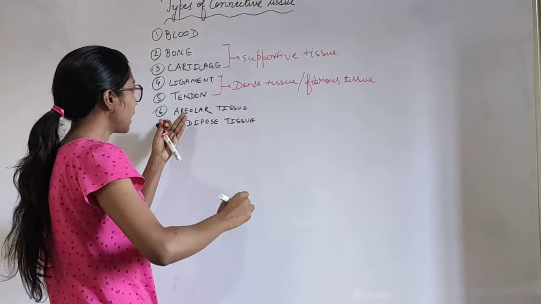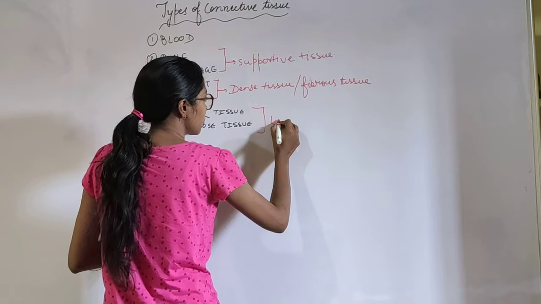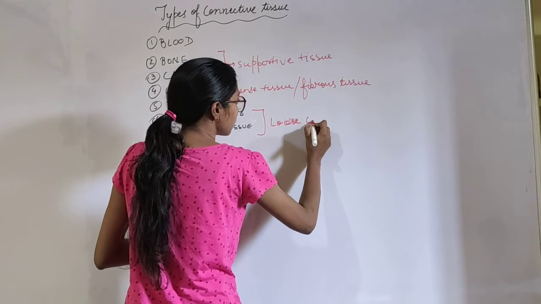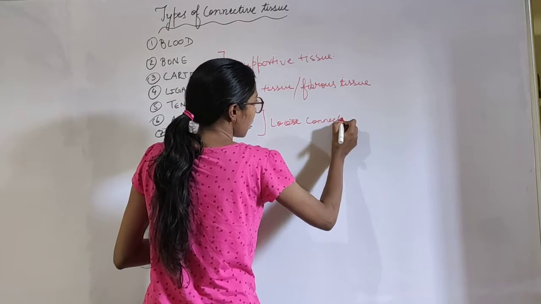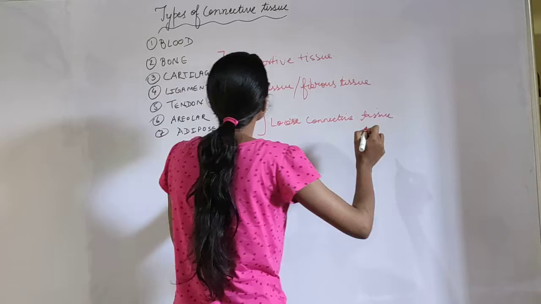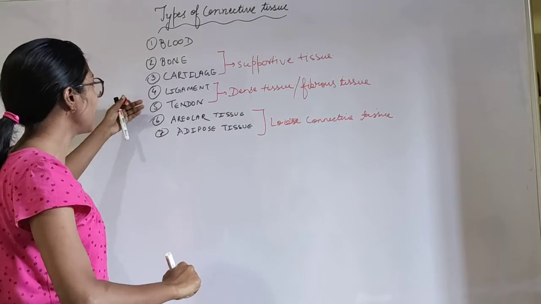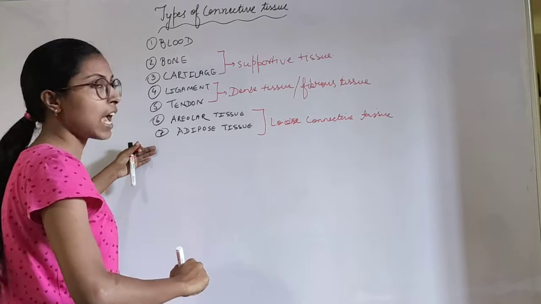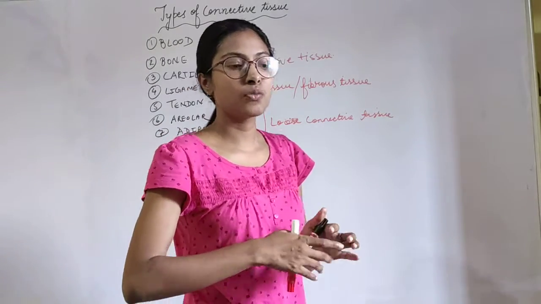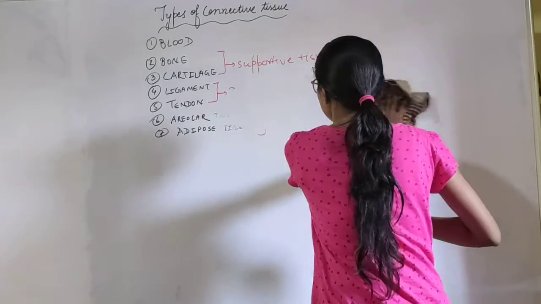Now the areolar tissue and adipose tissue are loose connective tissue. So these are the types: blood, bone, cartilage, ligament, tendon, areolar and adipose tissue are the types of connective tissue. In today's class we will deal with blood, the first type of connective tissue.